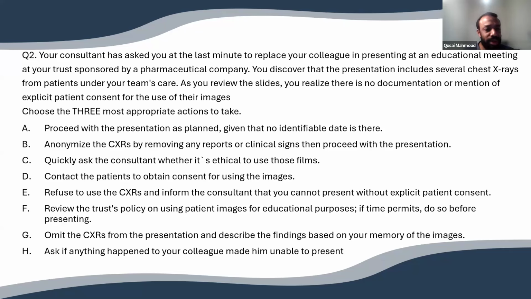So you have to find out. A, proceed with the presentation as planned. Can you proceed? Because he's a consultant, we say I have to follow the consultant until proven otherwise. Is it proven? No. Do I have a concern? Yes. So what should I do? Can I proceed, given that there is no identifiable data? That's a very important bit. When you are reading the options, you have to read the full sentence. So, proceed with the presentation as planned, given that, so you are proceeding only if there is no identifiable data. Is that enough? We have a chest X-ray, no identifiable data, but the issue of the consent is still there. Is A safe or not?